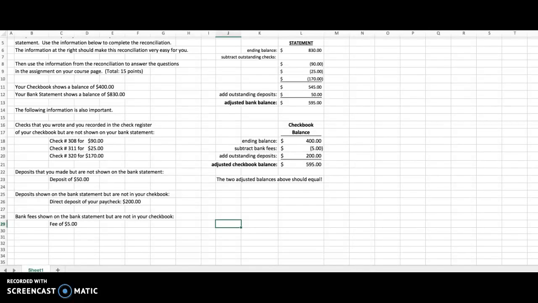Again, this is something that you should be doing every month to make sure that the bank and your checkbook agree. If there is a difficulty, if there's a problem that they don't agree, then you need to notify your bank as soon as possible, because the longer you let this lapse, the more problems you'll have.